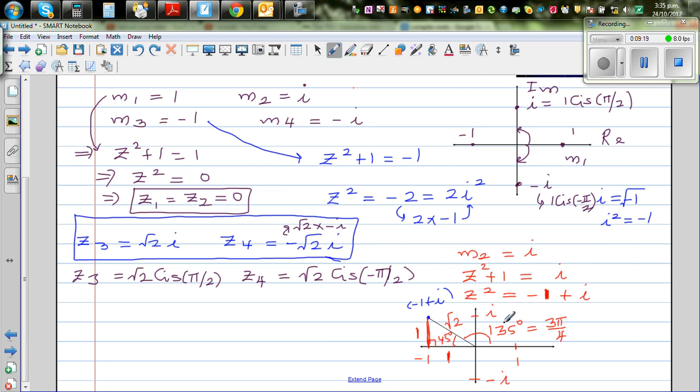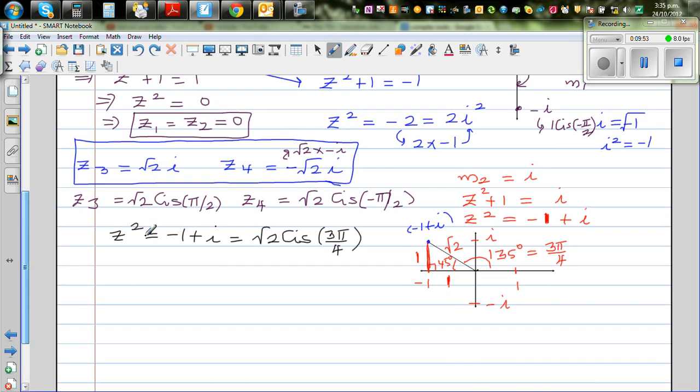So to describe this in a polar form, I'm trying to squeeze the whole thing together. Let me rewrite: this is -1 plus i, which is the same as saying the radial distance of this point is √2, and the angle that it makes with the positive axis is 3 pi by 4. Now you want to find two roots.